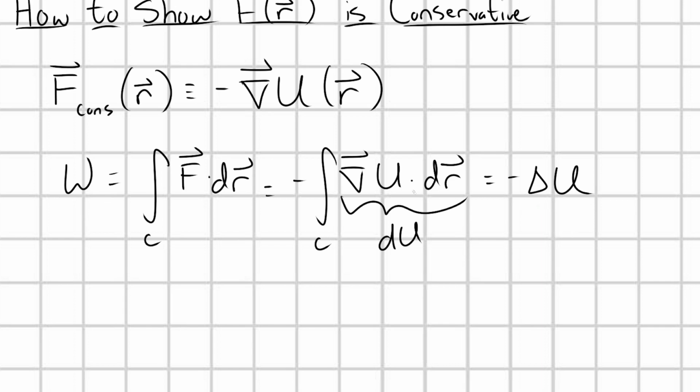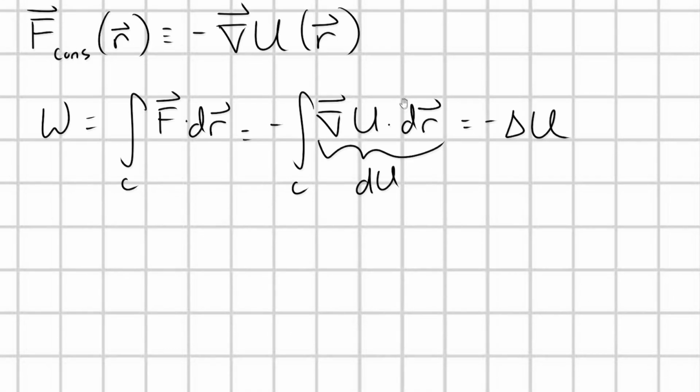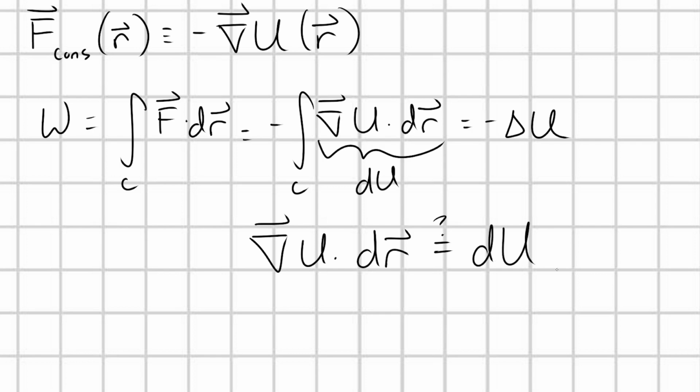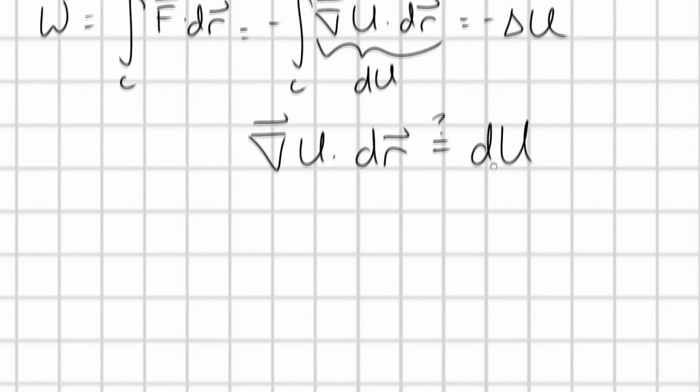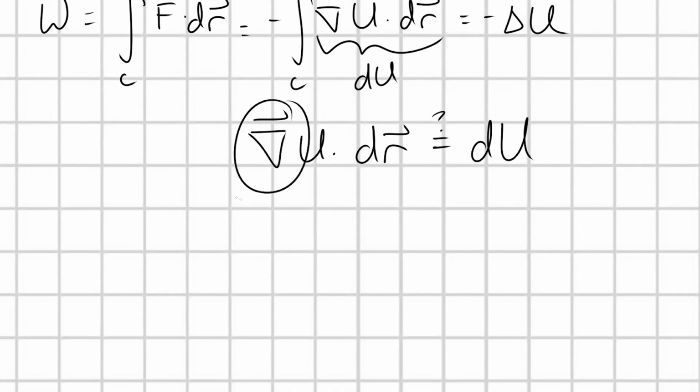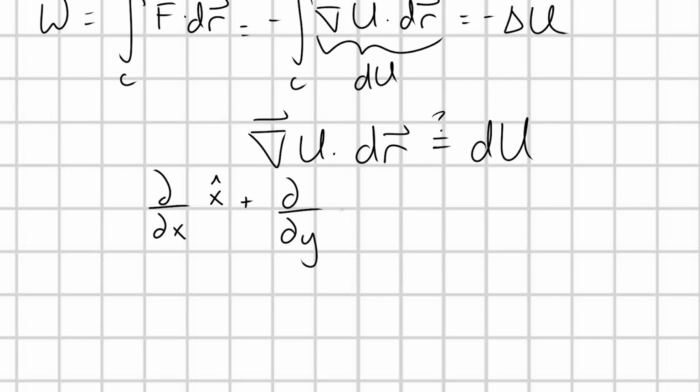Now, as a bit of a warm-up and just to get started, let's make sure that we're totally clear on this step here. Why can I say that gradient of u dot dr is equal to what I'm calling an infinitesimal change in u? Okay, so let's go ahead and do this for Cartesian coordinates. Let's remember what the nabla operator is in Cartesian coordinates. It's going to be d over dx in the x hat direction plus d over dy in the y hat direction plus d over dz in the z hat direction. And we're applying this to our scalar function u.